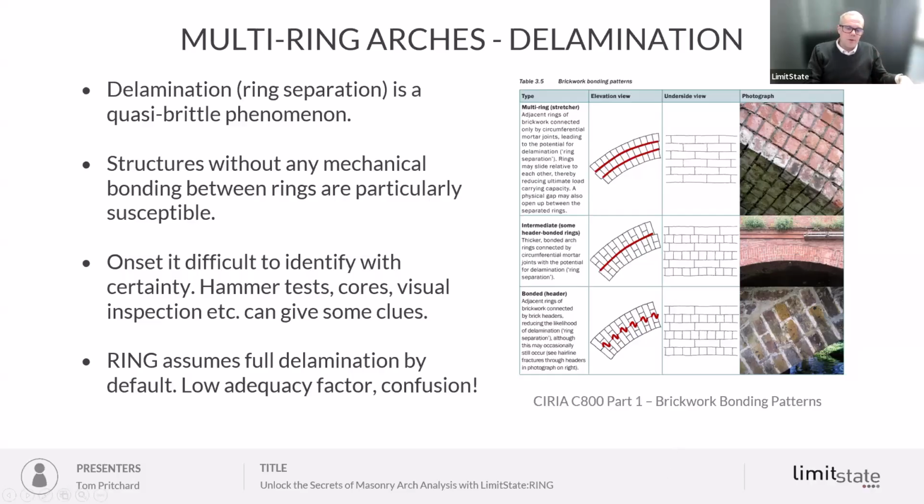It's difficult, though, to determine whether a structure has observed delamination or ring separation. You can use hammer tests, cores, visual inspection, and things like that. But because it's a quasi-brittle phenomenon, the onset is often difficult to capture, and it can be quite quick. So because of the upshot of having full delamination along the rings, RING assumes full delamination by default, and that gives a low adequacy factor in a lot of cases, which can lead to some confusion.